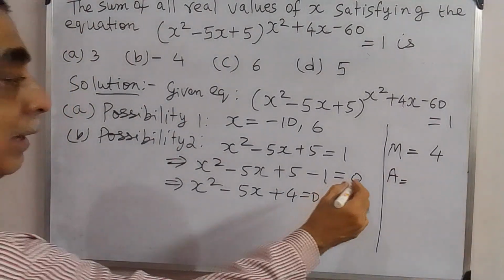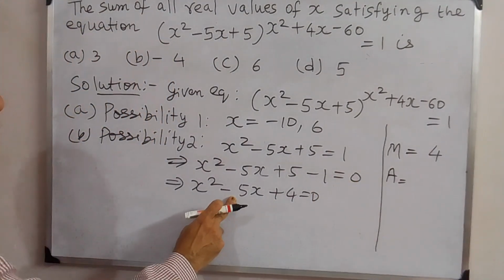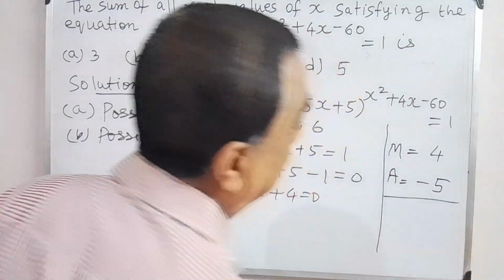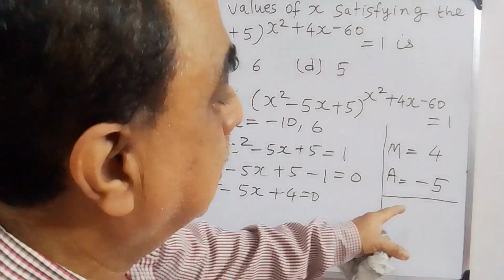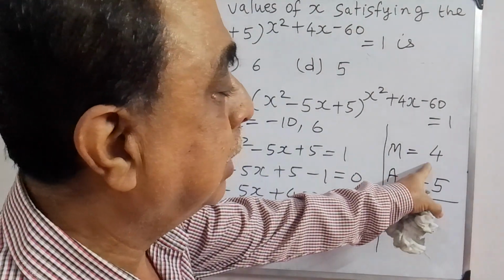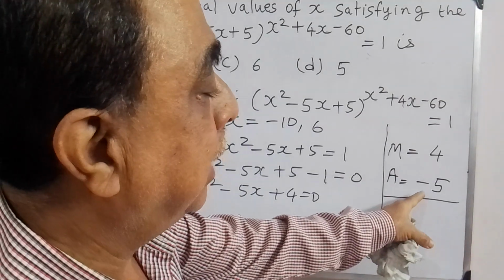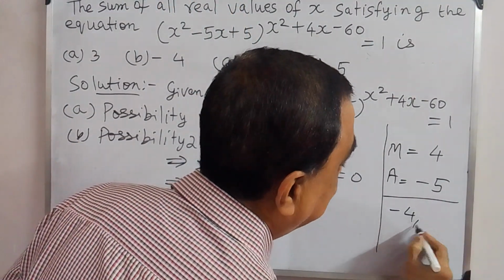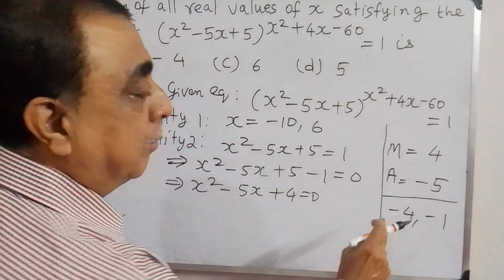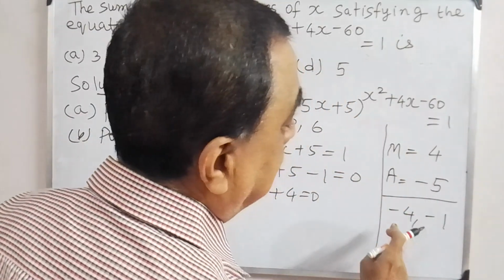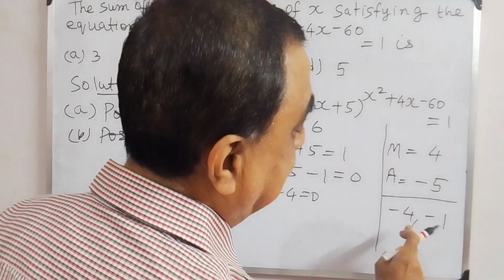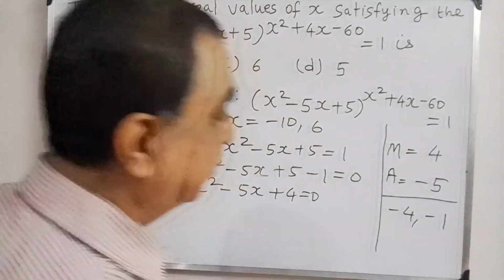And for addition we write the coefficient of the middle term. The coefficient of the middle term is minus 5. So here we will write minus 5. Now find two numbers which on multiplying give plus 4 and on adding give minus 5. So these are minus 4 and minus 1. Minus into minus is plus 4, and when we add minus 4 and minus 1, we get minus 5.